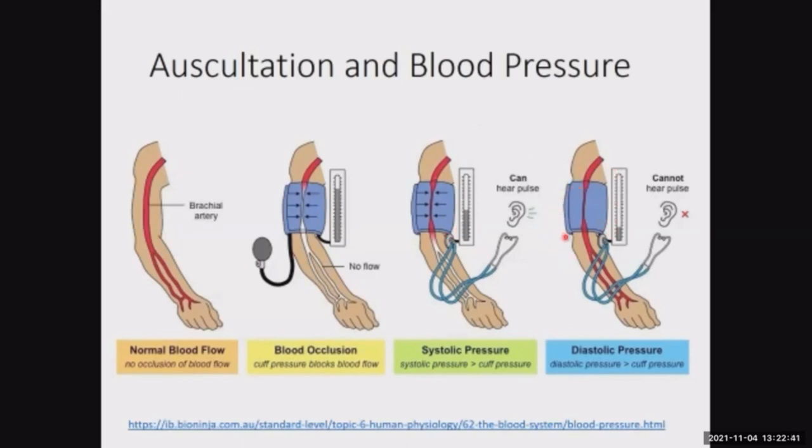Ultimately, when we get down to the diastolic pressure and lower, the pressure within the arteries is going to be higher than the pressure within the blood pressure cuff. At that point, the cuff isn't going to be able to squeeze the artery at all, again because the pressure is higher in the artery than in the cuff. And so we're going to have smooth blood flow through that area again.